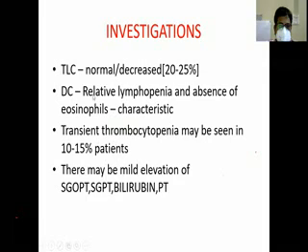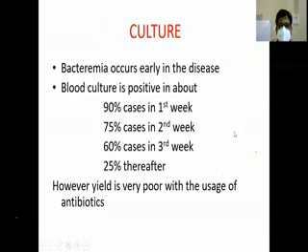On cell count, the total leukocyte count may be decreased or normal. In the DC, the classical thing is relative lymphopenia and absence of eosinophils, and transient thrombocytopenia may be seen, with elevated LFT. And when you do culture, bacteremia occurs early in the disease. Blood culture is usually positive in about 90% of cases when you do it in the first week, and the figure falls down as weeks progress. In the second week it is 75%, and third week 60%. Thereafter, chances are less than 25%.